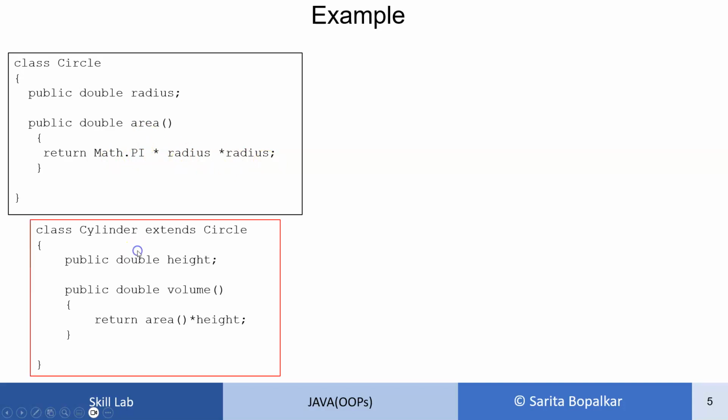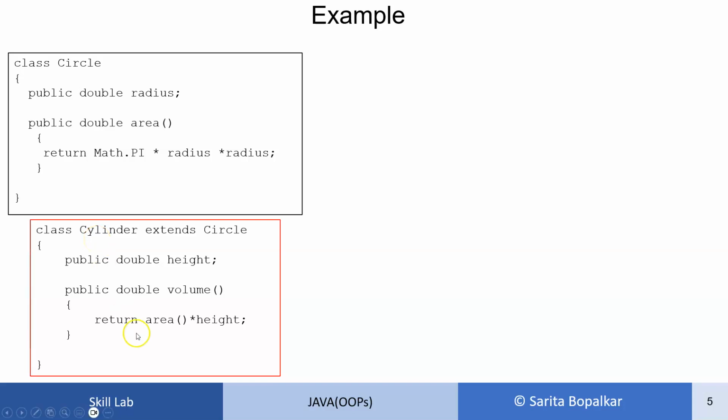Now I will take another class, that is Cylinder. For the Cylinder class, what will I do? Class Cylinder extends Circle. What does this mean? This class Cylinder is derived from the base class or parent class Circle. So this class Cylinder can acquire all the properties and methods of class Circle. That means we can acquire radius and area of class Circle for this Cylinder class.